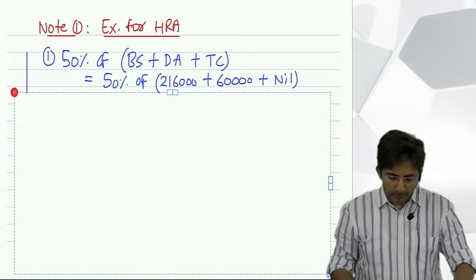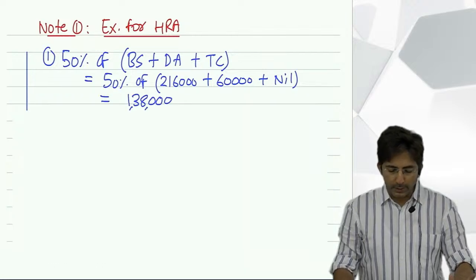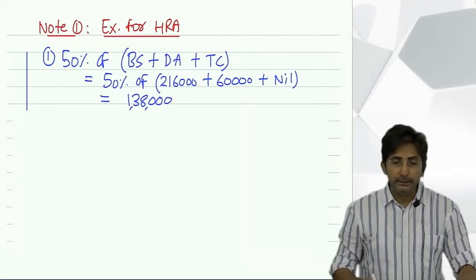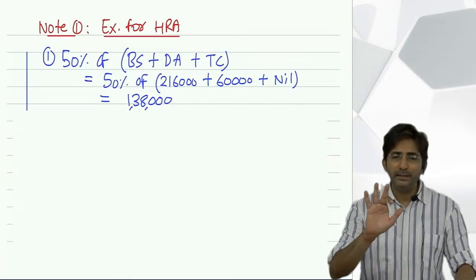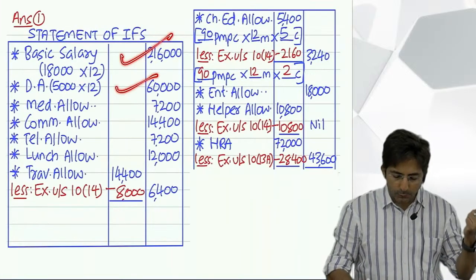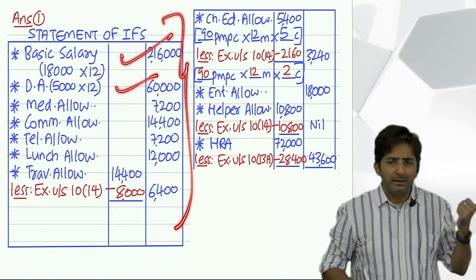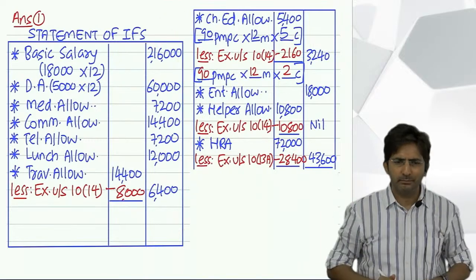So this comes to how much? 1,38,000. Some student asked me the doubt, sir, we are giving the effect of dearness allowance twice. We are not giving the effect twice. The main effect of basic salary and dearness allowance was in the statement here. Right now we are just doing the calculation of the formula.